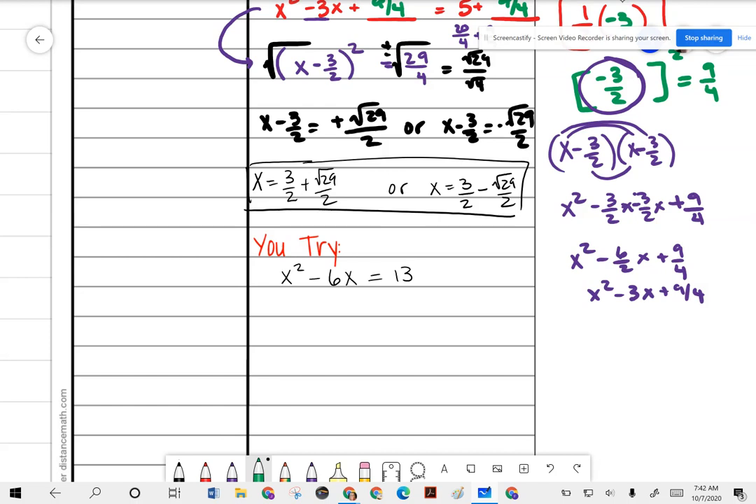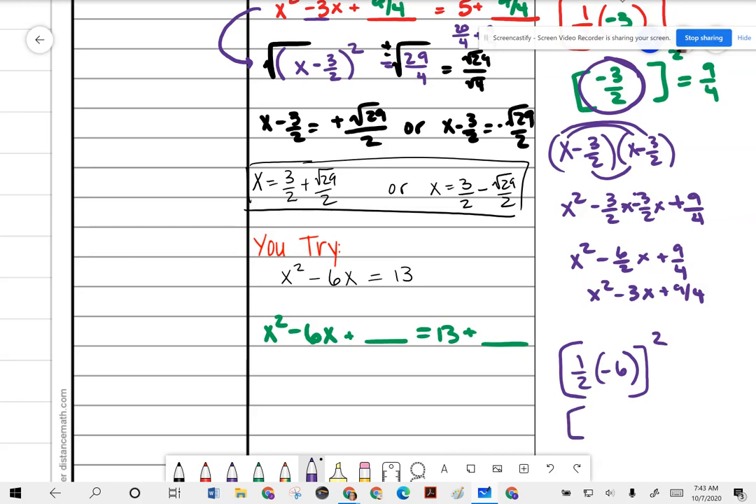Okay, so coming back here, the nice thing about this was I didn't have to move anything over, it was already on the other side. So I just had to add something to both sides. The question is, what is it that I add? And remember, I'm taking half of my b term and then I'm going to square it. So half of -6 is -3, and then I square it, and so I'm adding 9. So when I add 9, I get to put this in factored form. And then now I get to take the square root.